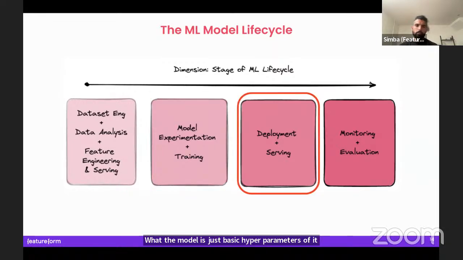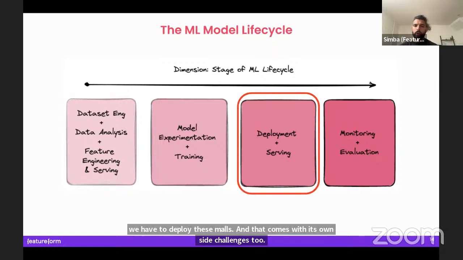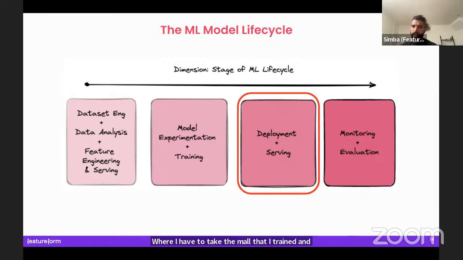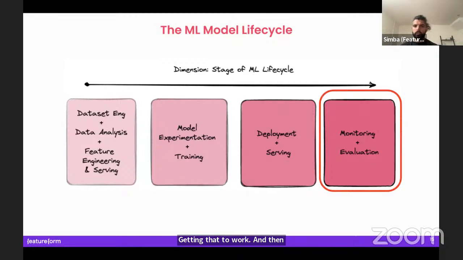Eventually, we have to deploy these models. And that comes with its own set of challenges too, where I have to take the model that I trained and actually get it into a setting where I can serve predictions. Sometimes it's easier. For example, a batch scoring use case is a bit simpler, but it's not exactly easy. And for other use cases, like real-time use cases, like fraud or recommender systems, it's quite in depth getting that to work. And then finally, once the model's in production, we need to worry about monitoring and evaluation.